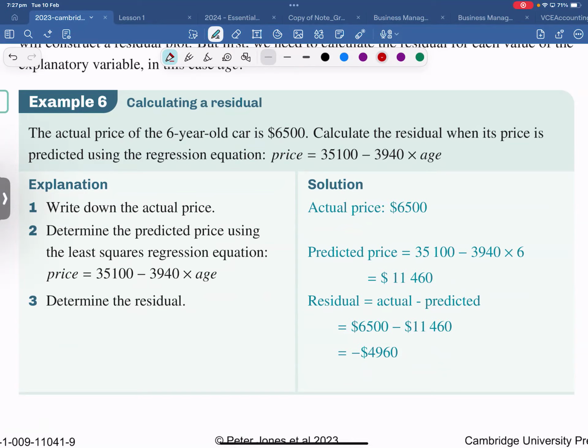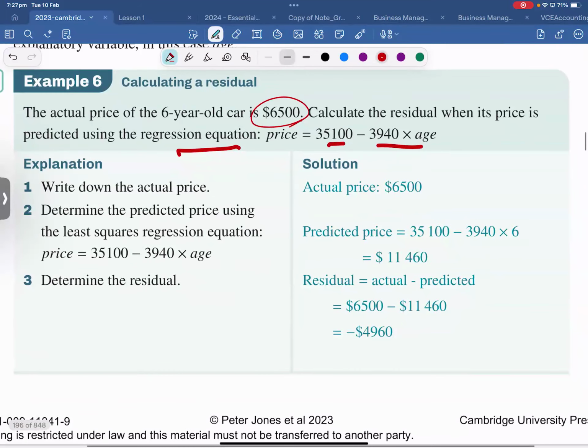So have a look at the example. The actual price of a 6-year-old car is 6,500. And then calculate the residual when its price is predicted using the regression. 3,500, take away this one. Then what do we do, guys? We will substitute the 6 years. Which one are we going to substitute? 6 years or 6,500?